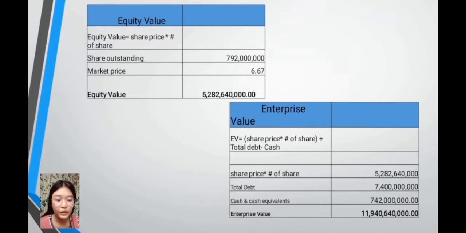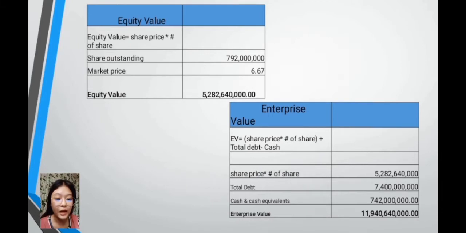We compute the equity value by multiplying the shares outstanding to the market price, so 792 million multiplied to 6.67, we have 5,282,640,000. If we compare this to its previous year, their equity value decreases. It indicates that the liabilities of Marathon Oil Corporation this year increased more than their assets.